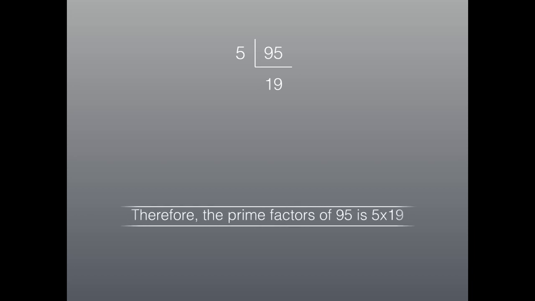You may want to do some side work to find the quotient to this problem. When you are done, you should find that 95 divided by 5 is 19. Put your prime factor 5 on the left side of the box and write 19 below the box. Can 19 be divided by anything other than 1 or itself? Well, no, because 19 is a prime number itself. So the prime factorization of 95 is 5 times 19.